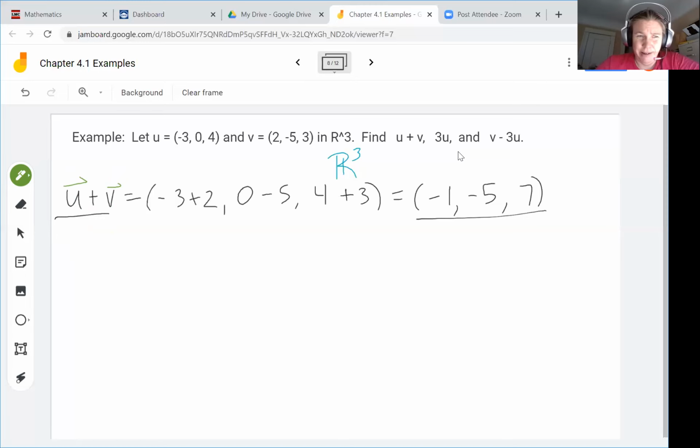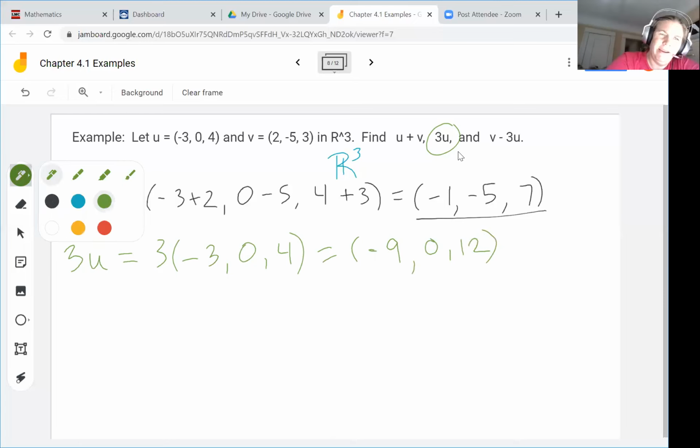All right, the next calculation we want to do is 3 times u, so that's scalar 3 multiplied by u, so it's going to be 3 times -3, 0, 4. So we'll just do component-wise multiplication. So that should be a -9, a 0, and a 12.